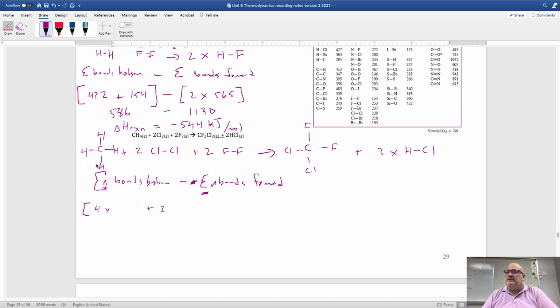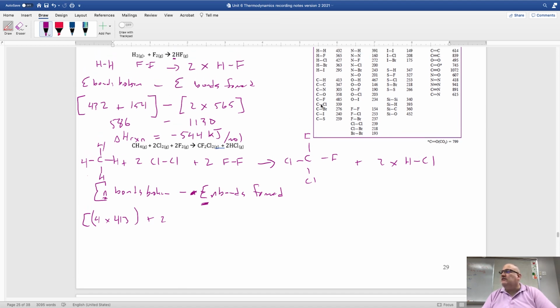So each of these CH bonds, if I look up here on the table, is 413. So I'm going to go 4 times 413, right? I'm just going to put that in parentheses to note they're together. And then there are 2 times the Cl-Cl, which if you take a look on the table here is 239. And then we're going to have our F-F is 154, and we have 2 of those F-Fs, which in this case is going to be 154. That's all on this side. I'm going to parenthesize this as well.